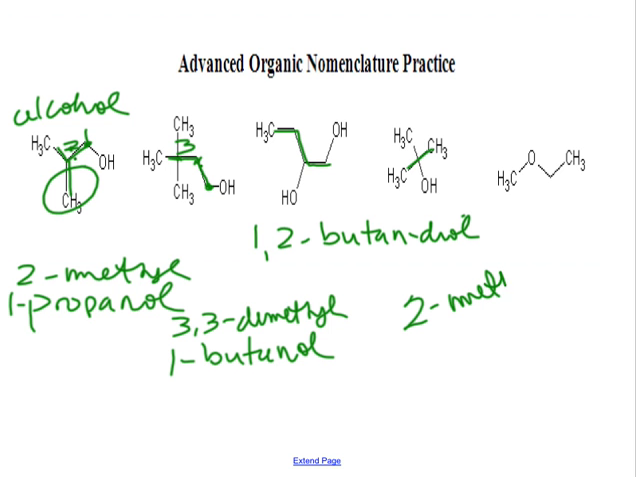Close. I need to know what kind of propanol, because I can have two kinds of propanol. 2-methyl-2-propanol. Because we could have a 1-propanol, guys. We could have 2-methyl-1-propanol, so I need to know it's a 2-propanol.